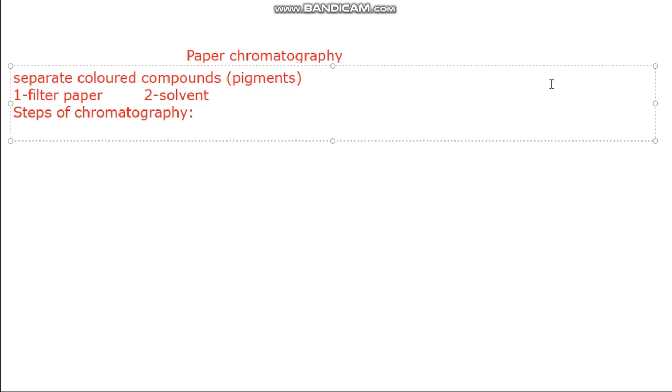So we have here three components. The first component is the pigment or the colored compound, like juice. Juice is a colored compound. We want to know whether this compound is pure or not. We want to know the number of compounds in this mixture. So chromatography is used.